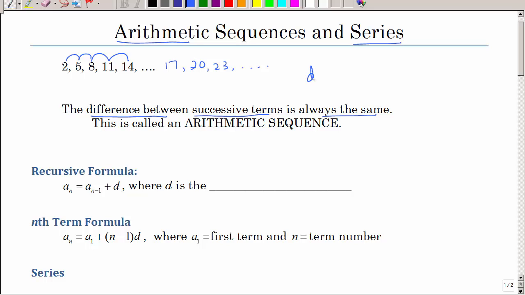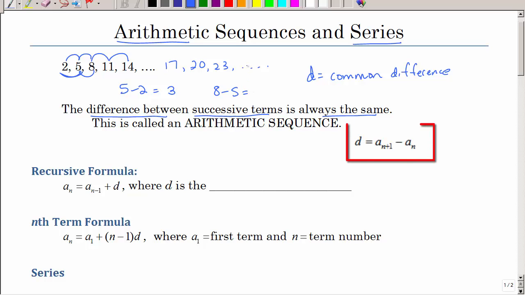And we call that difference D. That's the common difference. And why is it called difference? Because you take those two and subtract. Take any two and subtract, and you subtract the term on the right minus the term on the left.